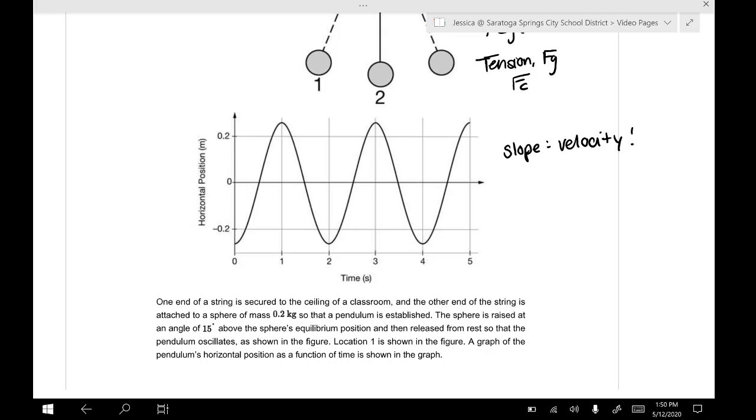So I need to find where that maximum kinetic energy is. And remember, the maximum kinetic energy occurs at position 2, which is going to correspond to a horizontal position of 0. So any of these locations, I need to find the velocity at that point. So the velocity is just going to be the slope of the line tangent to the curve at that point. So essentially this line. So my slope, remember, is change in y over change in x.